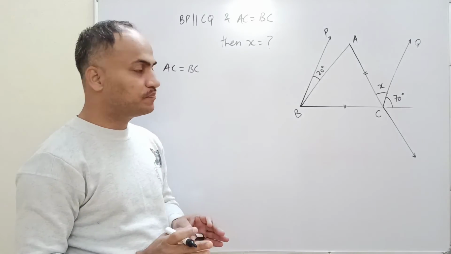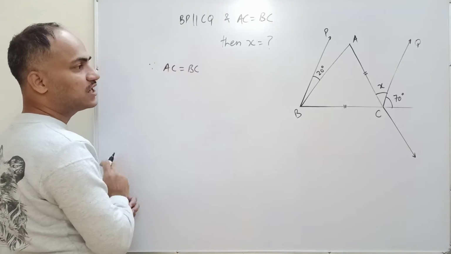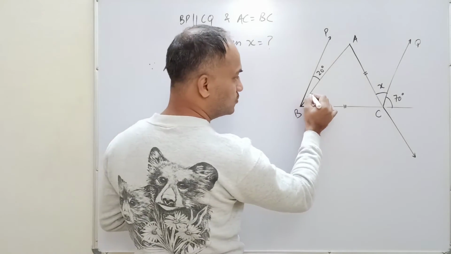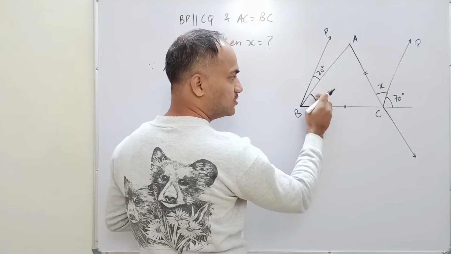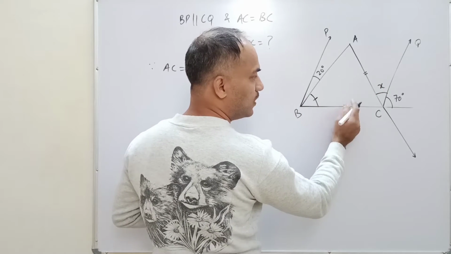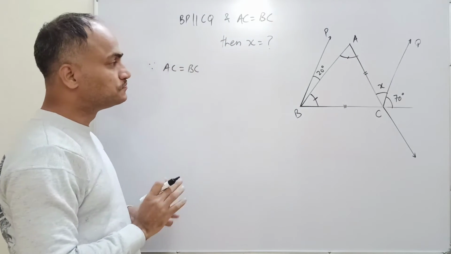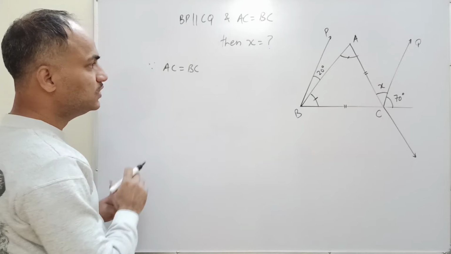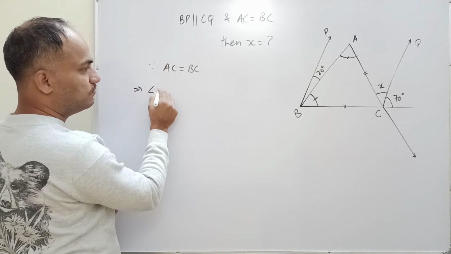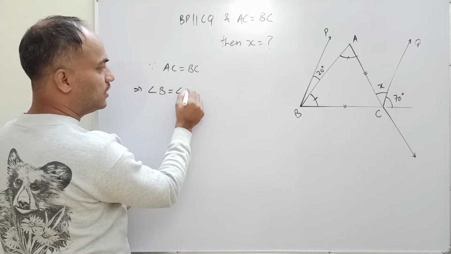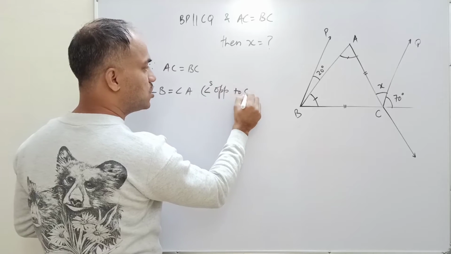So we know a theorem that if two sides in a triangle are equal, then angles opposite to them are equal, it means angle opposite to this side is equal to angle opposite to this side. It means these two angles are equal. Fine. This is a theorem. So we can say angle B is equal to angle A, as they are opposite to equal sides.